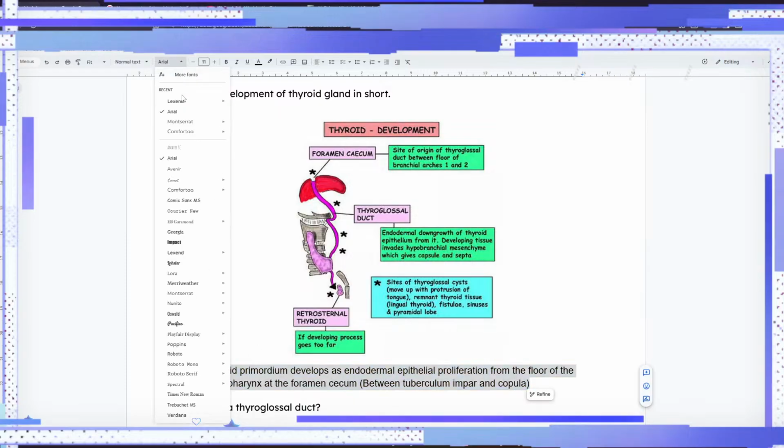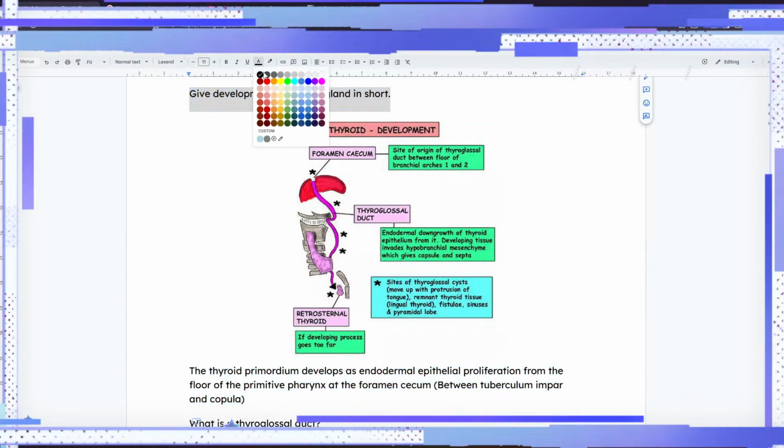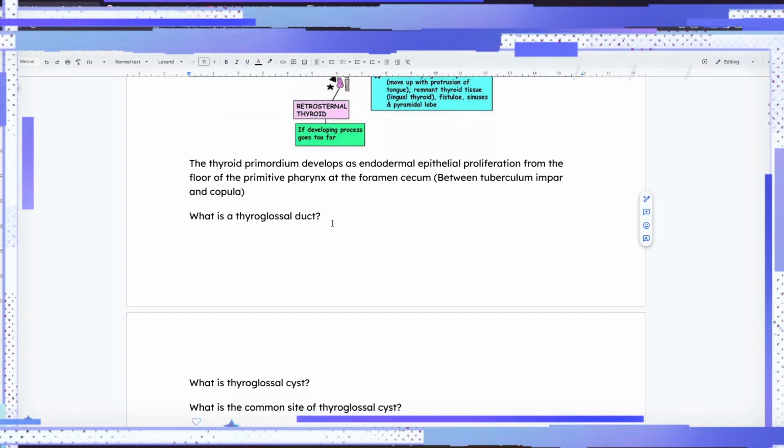Let's just fix that and fix the color. Okay, what is the thyroglossal duct?